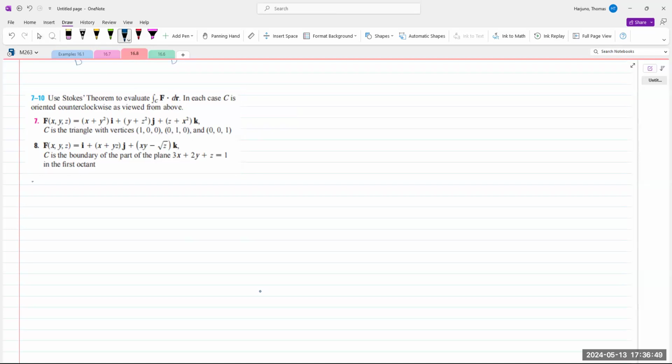Number 8: C is the boundary of part of the plane in the first octant. Oh, okay. So this means the x-intercept is (1/3, 0, 0), the y-intercept is (0, 1/2, 0), and the z-intercept is (0, 0, 1). That is the surface.